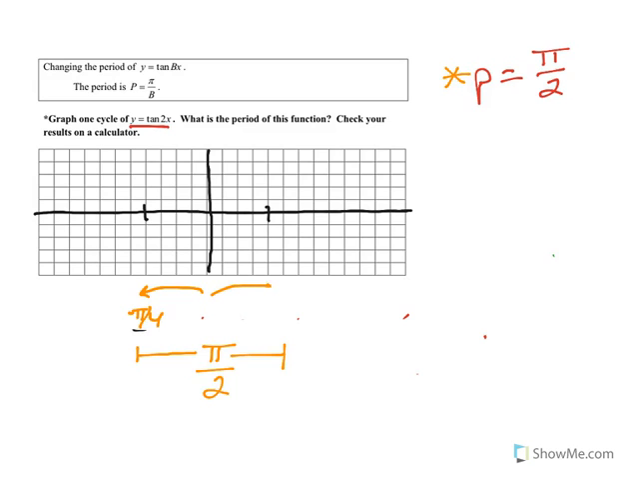And then you have to go pi over 4 to the right to get to the next asymptote. So these 4 boxes are going to represent pi over 4, so that you have a new period length of pi over 2. And then you can put in your asymptotes. So we have an asymptote here at positive pi over 4. And we have an asymptote here at negative pi over 4. And that's going to be our asymptotes, and then it's going to have the same basic curve.